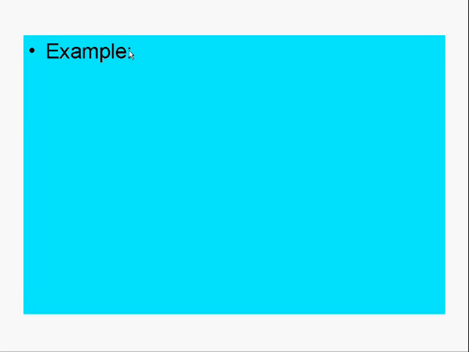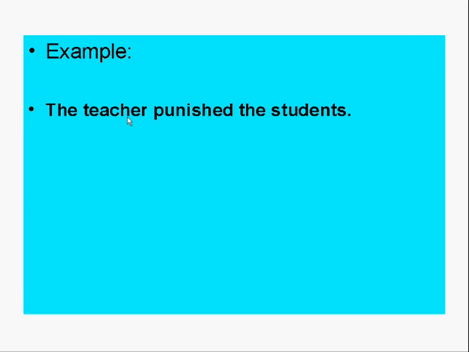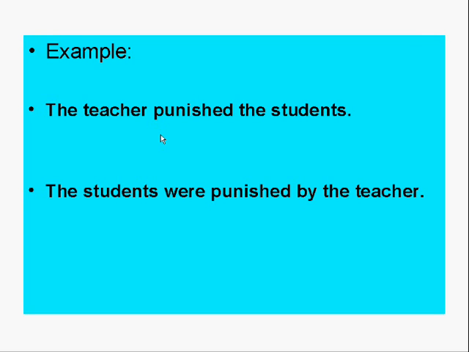Fine. The active passive voice with an example. I'll give a simple sentence in the active voice. The sentence: the teacher punished the students. So what will be the passive of this? The passive of this sentence will be: the students were punished by the teacher.